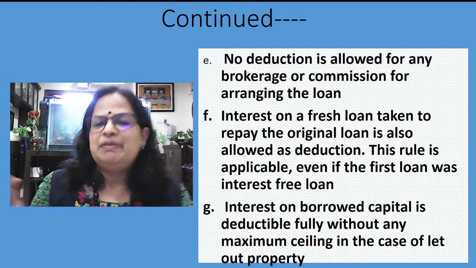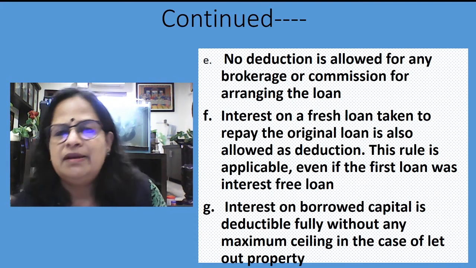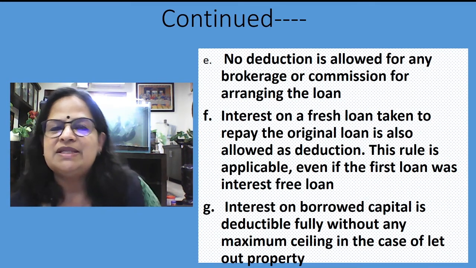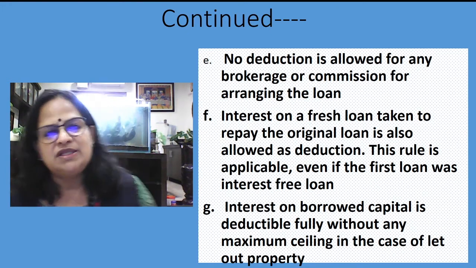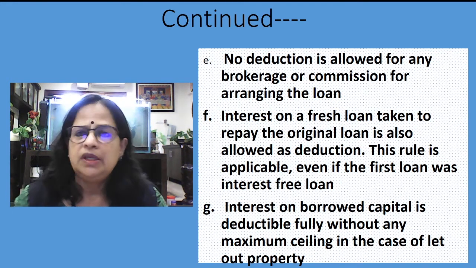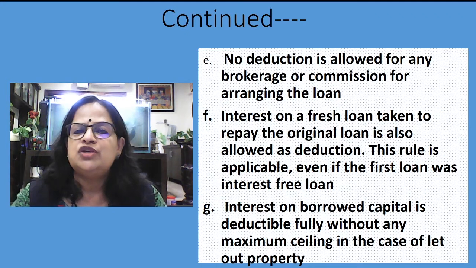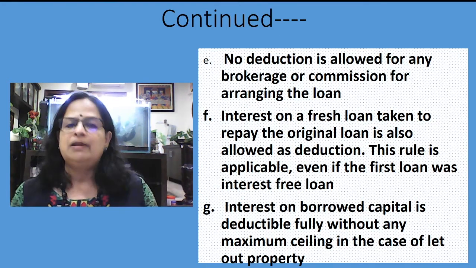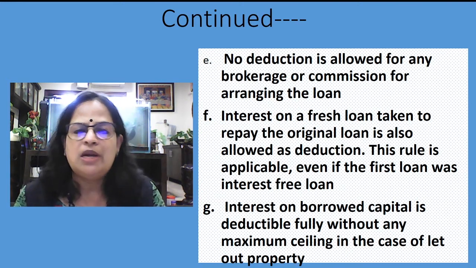There are certain people who are not eligible to get the loan. There are some brokers between the managers and the builders. So they will arrange the loan. They will pay some commission. They will get the papers cleared. Now it is not possible, but this arrangement was there earlier. So if you claim that some brokerage or commission is paid for arranging the loan, that deduction is not allowed because it is not legal.